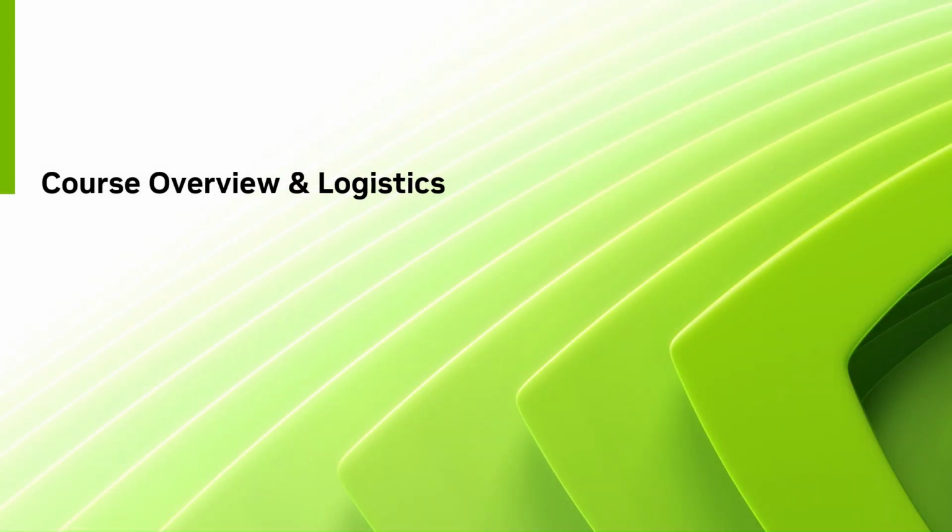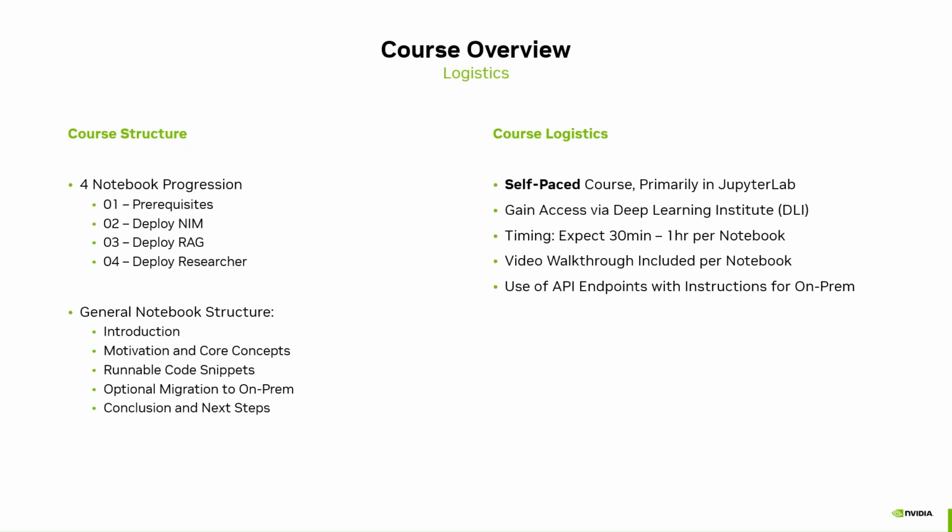Alright, now that we know a little bit about what we're getting into, let's talk course logistics. This course is structured over 4 content notebooks, covering prerequisites, deploying a reasoning NIM, deploying a RAG pipeline, and finally deploying our research agent. Each notebook is generally structured as shown with an introduction section giving an overview, a section that covers motivation and concepts crucial to understanding the later code, a series of runnable code snippets, and an optional section for moving on-prem for eventual production deployments.